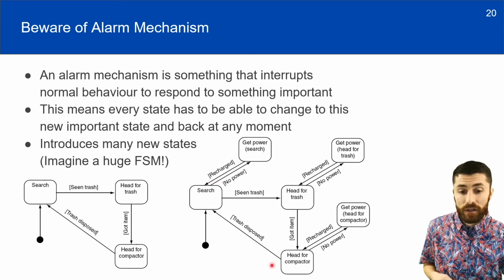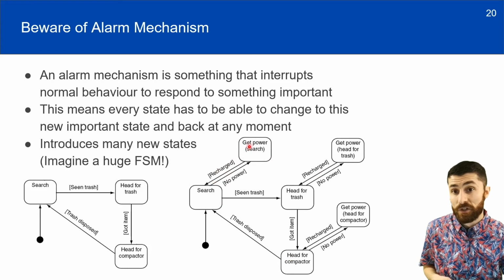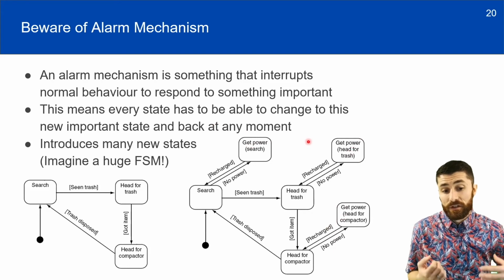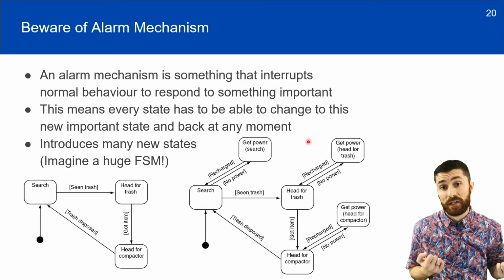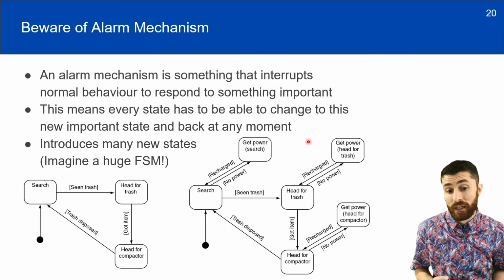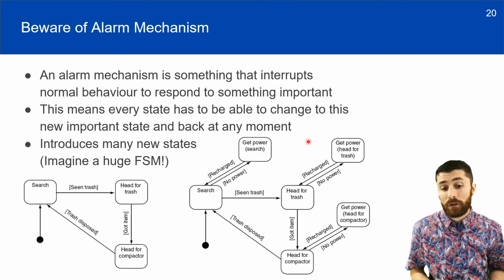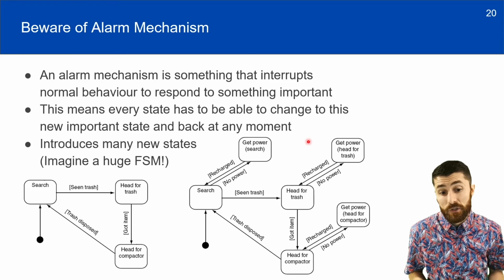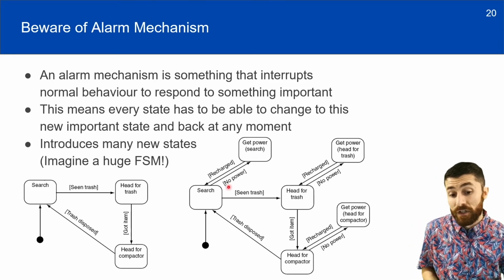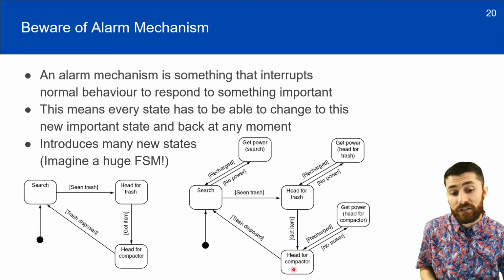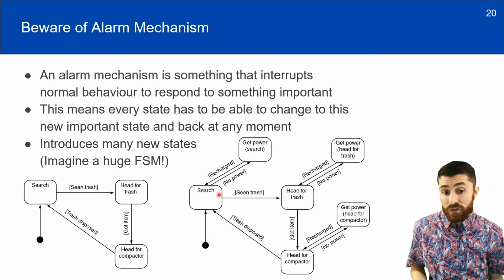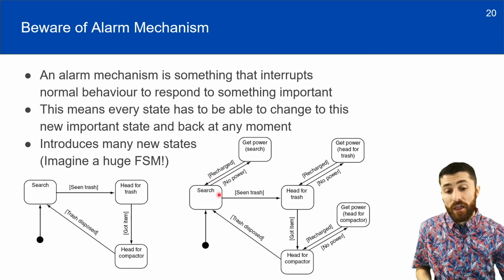So in this example, it's got this get power state, which you can see is replicated for each single state in this state machine. And that's the horrible thing about an alarm mechanism: the state that's so important that it needs to be executed from any state you're currently in means that you're going to have a lot of code duplicated in your finite state machine. You're going to have to write transitions from each of these states to get to these get power states and then back again. What's even worse is the fact that these get power states are not reusable.